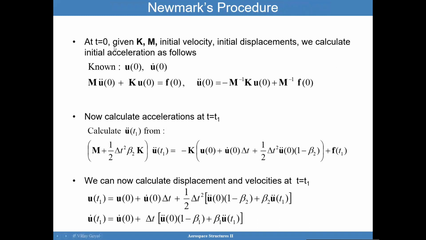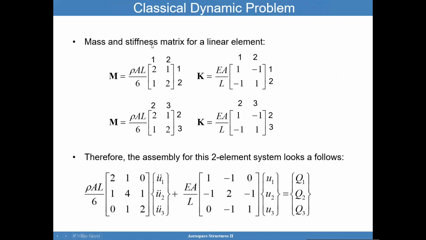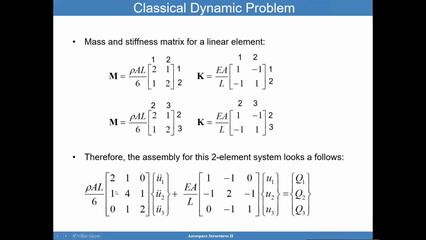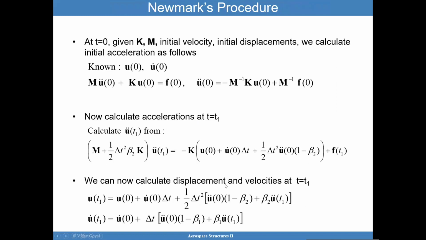At t equals 0, I'm given the stiffness. I know the mass matrix and the stiffness matrix for this two-element system. So this is fully known, and this is fully known. That is not changing, so that's good news. You definitely want to have some sort of initial velocity and initial deflections provided, and based on that information, you want to calculate the initial acceleration. And this is how you do it.